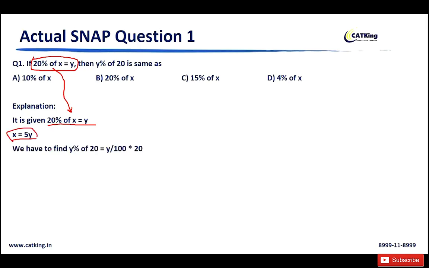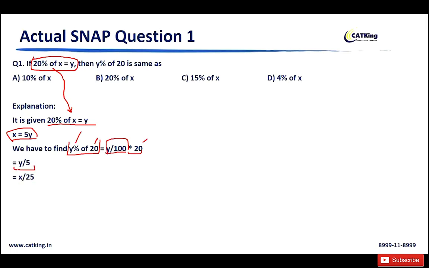Moving on, we need to find what is y% of 20, that is y upon 100 into 20. y% can be written as y upon 100, therefore y upon 100 into 20. Now solving this I get y upon 5.